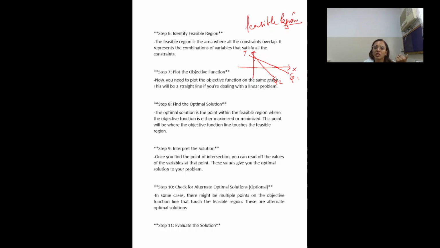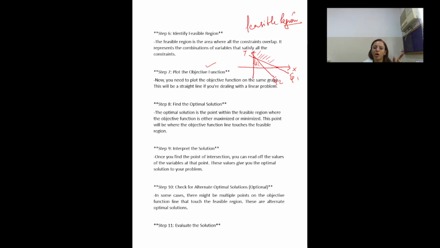You have two situations. Either you take the feasible region on the lower part, or you have to take a minimum solution of your upper part. This will help you in explaining the constraints. You have to find out the feasible regions. Then we have to plot your objective function on the same graph, and that will always be a straight line.